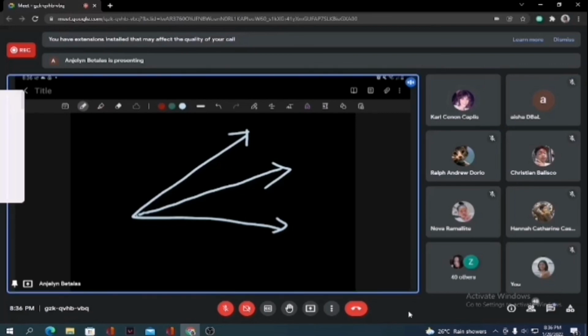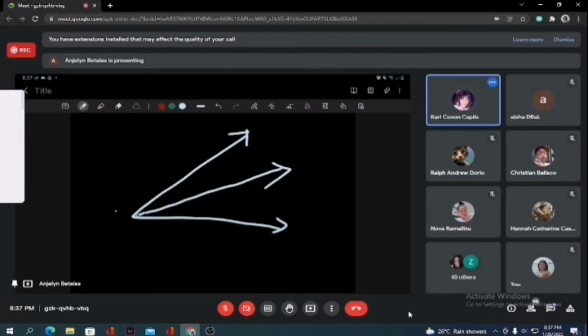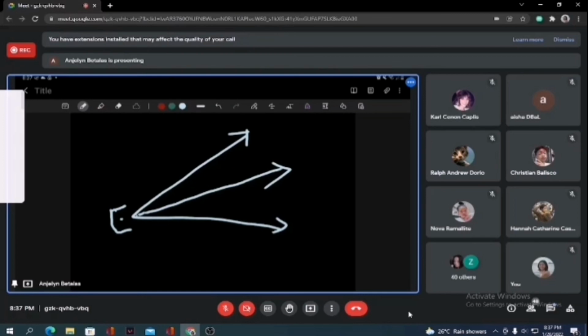So, mao ni ang graph. CEG man ni, no? Gibisect niya si angle DEF, gitunga ni ray EG. Nakuha ninyo ang figure? Nakuha na? Hello, everybody?